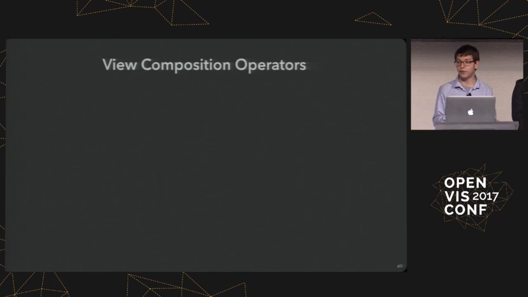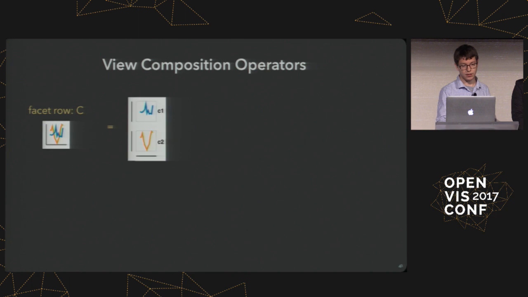The grammar we developed has four basic operators. You've already seen the facet operator. It partitions the data by an ordinal field and then creates a view for each partition. Facet is the only operator where each view gets a subset of the data. In the other operators, every subview gets access to the full data.